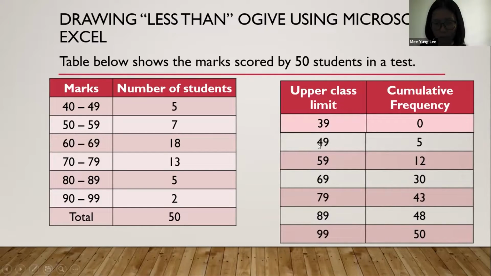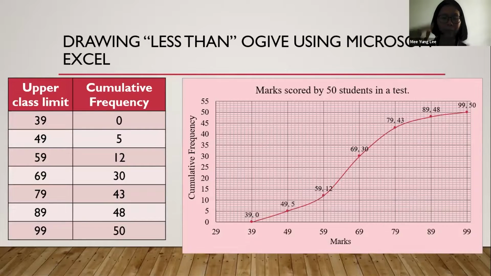Let's say for the first class, 49 to 59, and then following 69, 79. You can observe from the pattern here that the difference between the upper class limits is 10. So to add one additional upper class limit, we can just use 39. We'll be using the values in the second table, the cumulative frequency distribution table, to plot the ogive. So this is the theory behind it.